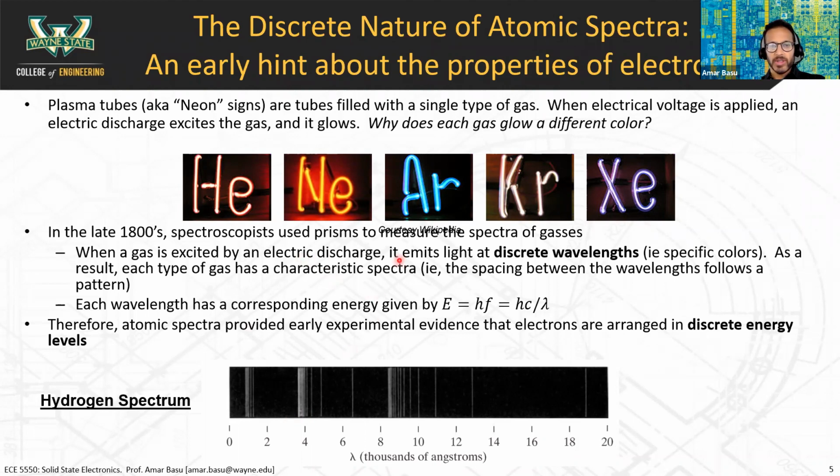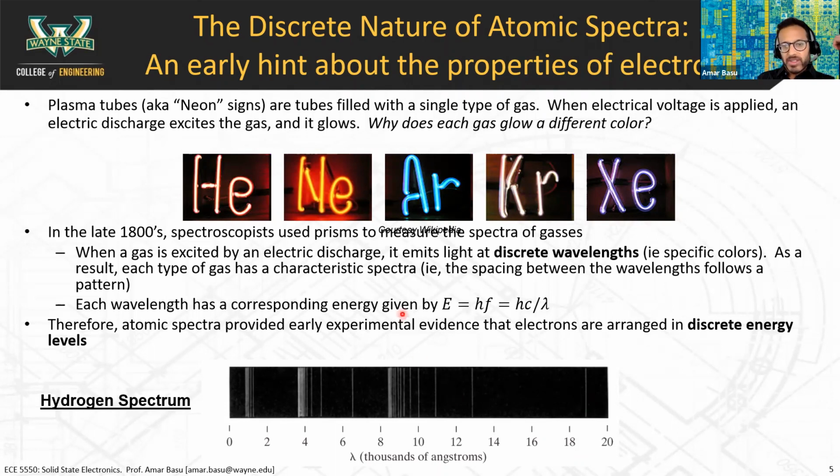So the spectroscopists basically concluded that because they observed these lines, they said, well, we know how prisms work, so this means that the gas is emitting light at discrete wavelengths, at very specific colors. Okay, and each gas has a characteristic spectrum. The spacing between the wavelengths follows a very specific pattern. So this is kind of like a fingerprint. Every gas had a unique fingerprint.